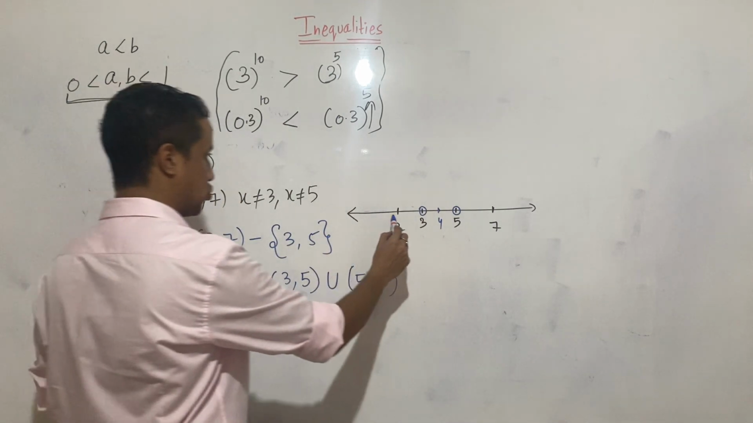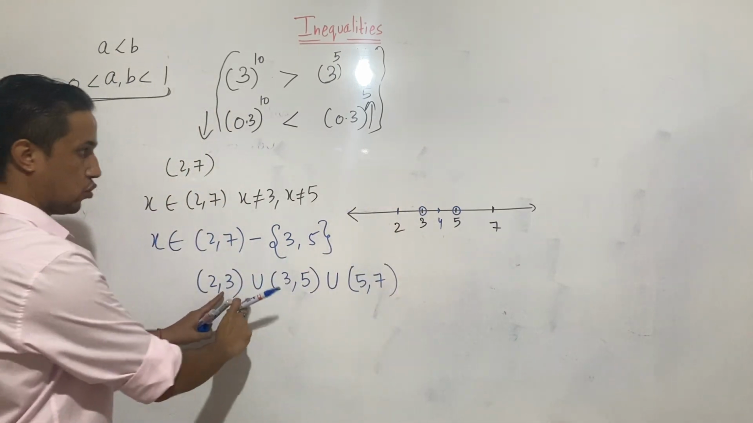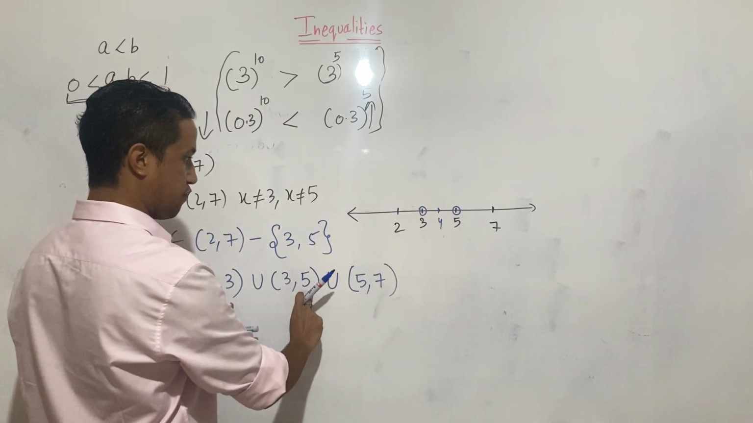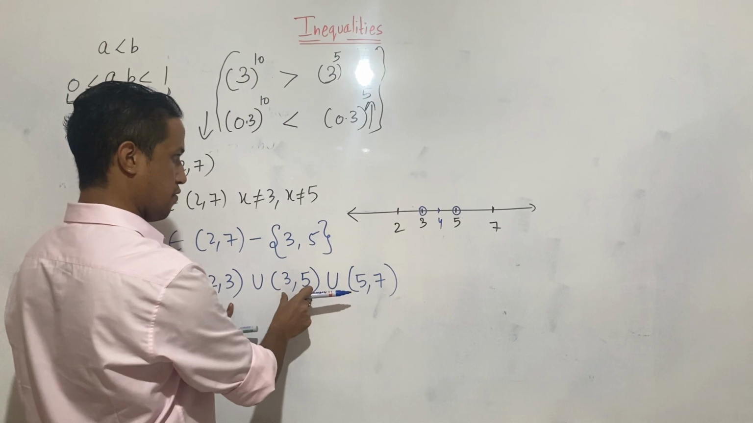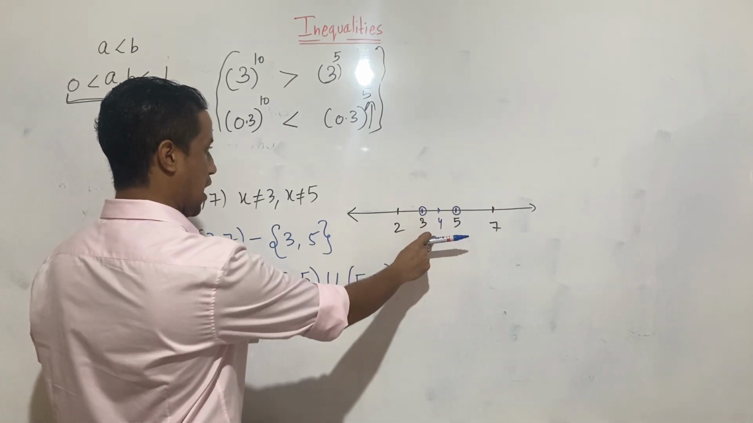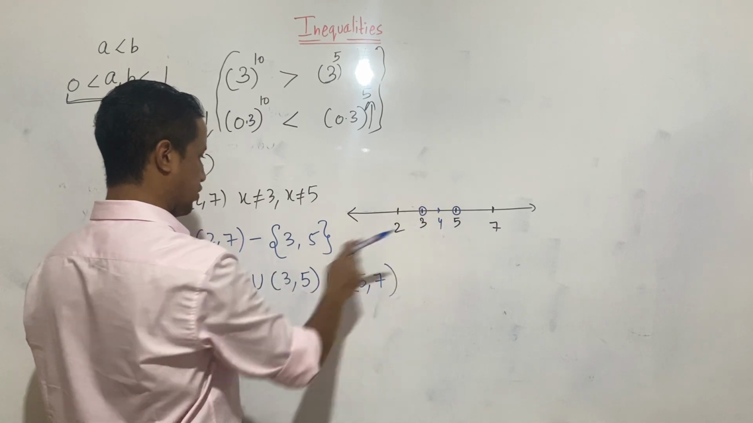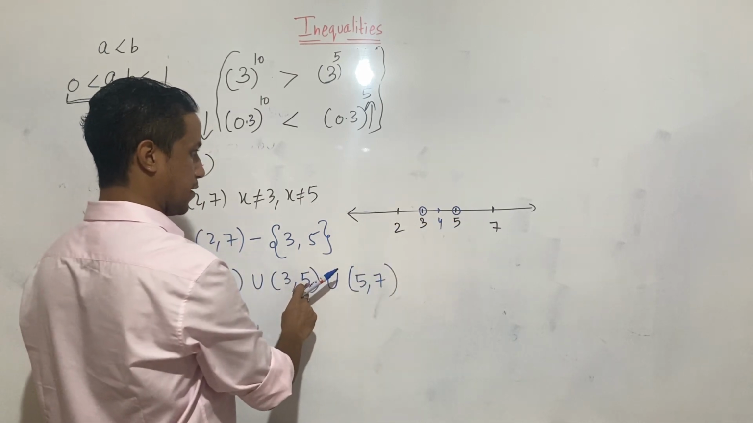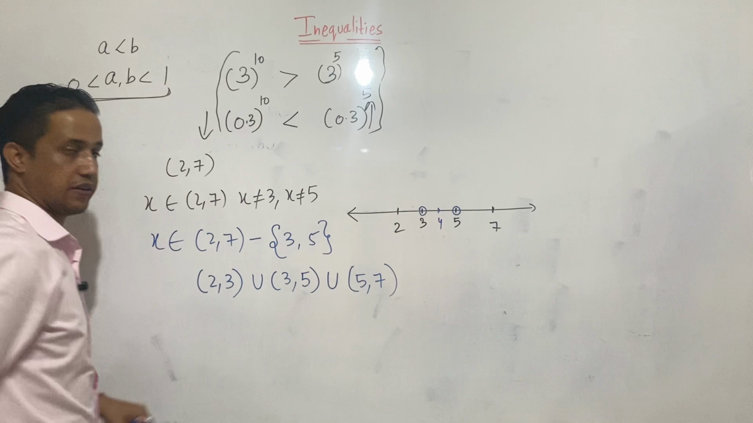See here, from 2 to 3, but 2 and 3 are not included, right? Then 3 to 5. 4 is included, yes. 3 to 5, and here 5 to 7, yes, correct.